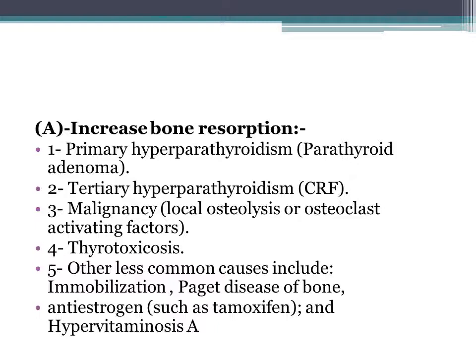Causes of hypercalcemia can be classified into causes which increase bone resorption, so causes which may stimulate osteoclast activity, like primary hyperparathyroidism, tertiary hyperparathyroidism, malignancy through secretion of local osteolytic or osteoclast activating factors, and thyrotoxicosis. Other less common causes are immobilization as in bedridden patients, Paget's disease of bone, patients who take anti-estrogen like tamoxifen, and hypervitaminosis A.